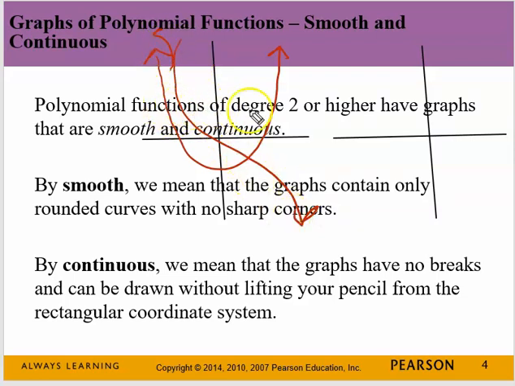Smooth and continuous. Now, what would be ones that are not smooth? Well, if you had something like this, and let me get a nice line here.